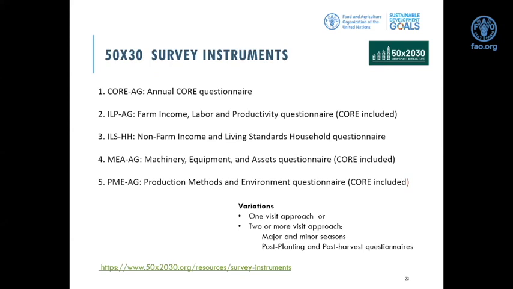In 50x2030, we have also other variations. So it's possible to collect data in one visit, so it's a one year data collection, referring to the previous agricultural year or calendar year, or a two or more visits approach, where different visits could address the major or the minor seasons, or post-planting or post-harvest data. In this case, the data are split in different questionnaires, integrated, but different instruments for different visits.